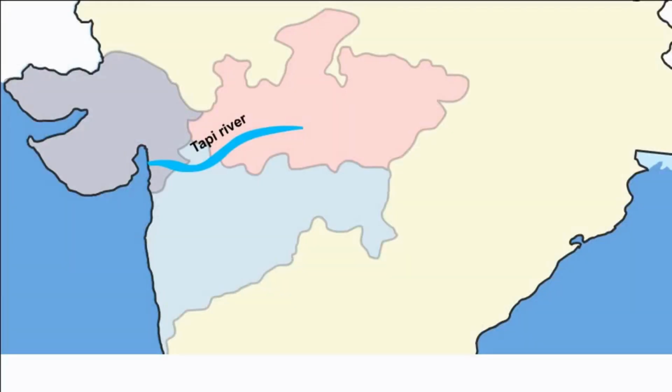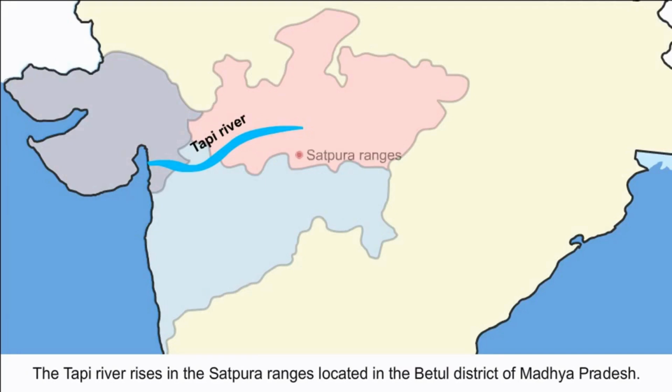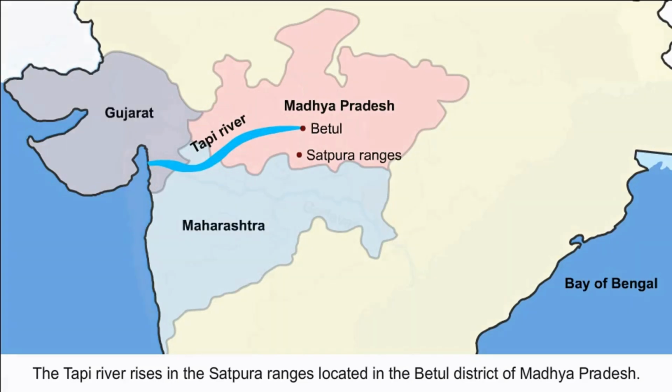Tapi Basin. The Tapi River rises in the Satpura Ranges located in the Betul district of Madhya Pradesh. It flows westward. It drains into the Bay of Bengal. Most of the Tapi River basin lies in Madhya Pradesh, Gujarat and Maharashtra.